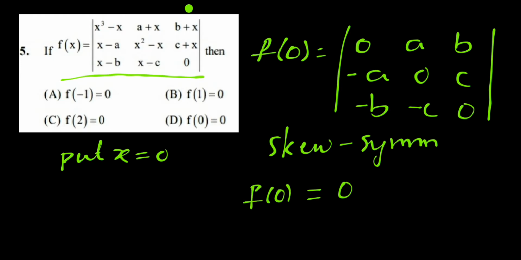How we got this: it is a skew symmetric matrix, diagonal elements are 0, opposite elements are sign different, sign change. So f of 0 is equal to 0. So option D is the correct answer.